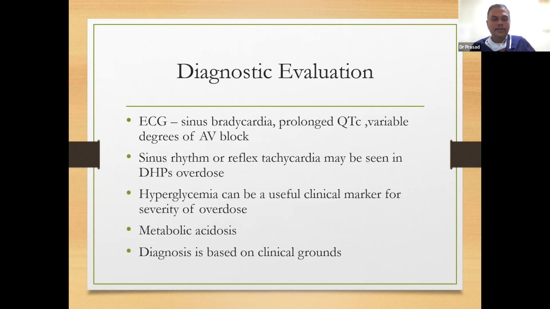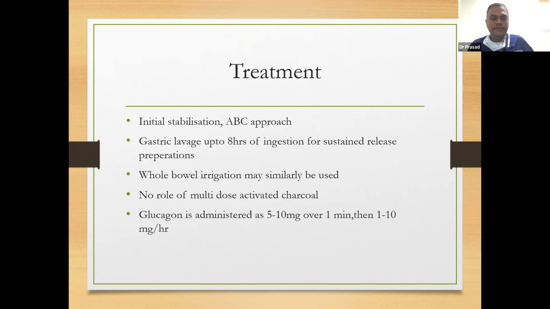Diagnosis, again similar to the beta blockers: on ECG, sinus bradycardia, prolonged QTc, sinus rhythm, and reflex tachycardia may be seen in overdoses. In beta blocker we see hypoglycemia, whereas in calcium channel blocker, among the metabolic parameters we can see hyperglycemia, which can be a useful clinical marker for the severity of overdose. Metabolic acidosis as well. Again, diagnosis is based on clinical grounds, that is, robust history collection and physical examination will give you the diagnosis on the presentation itself.